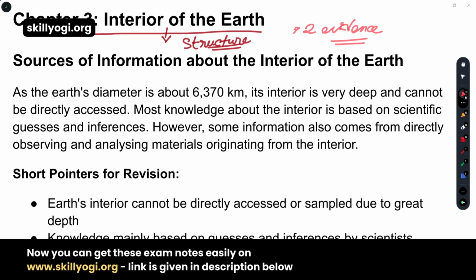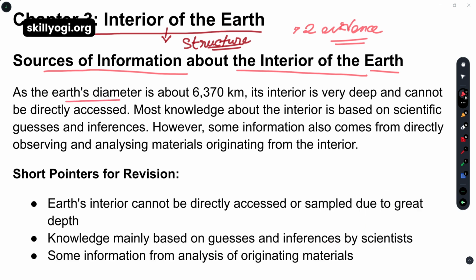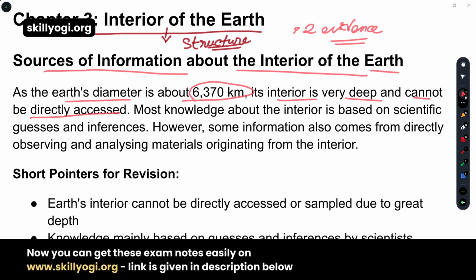But before knowing about the evidences, first we have to learn about the sources of information about the interior of the earth. We know the earth's diameter is about 6370 kilometers. All of you should mark this line. Its interior is very deep and cannot be directly accessed. We cannot be physically present over there. Most knowledge about the interior is based on scientific guesses. Yes, we have indirect sources and indirect information, so we can guess and imagine, but we cannot be perfectly assured about this.